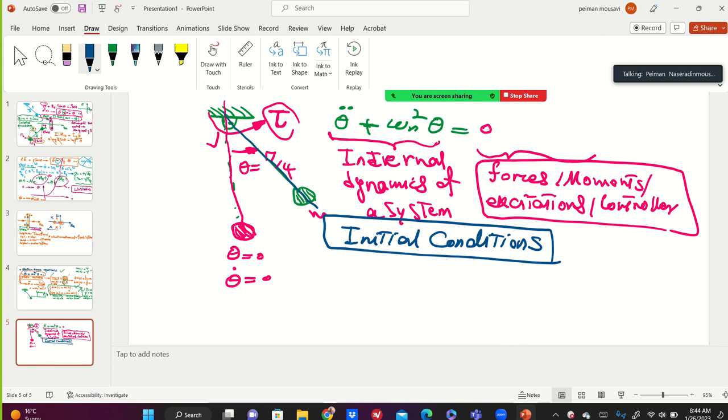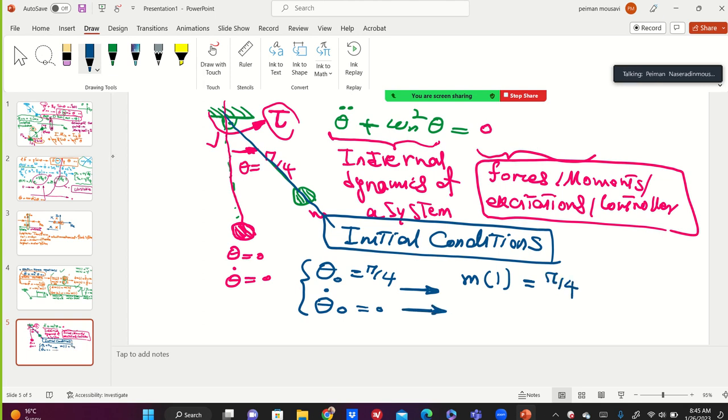I'm releasing from this position. I'm saying, you know what? The initial position of the system, theta naught, is pi over 4. In MATLAB, we have to write in radian, not in degree. And I'm saying the initial velocity is 0. We have to define in MATLAB like this: M1, initial position, is pi over 4, and M2 is 0 for initial velocity. Clear, everyone? Yes, guys? Good.